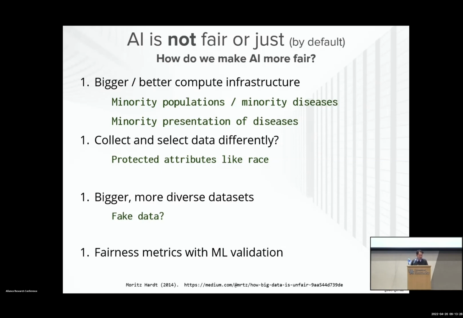So number one, we need bigger, better compute infrastructure, right, to be able to compete with all the big companies. We need to think about minority populations, minority diseases, and minority presentations of diseases. Number one again, collect and select data differently, right? So we probably need to start including some of the protected attributes like race so that we can test against them. We need bigger, more diverse data sets. There may be a role for synthetic or fake data to augment the data that we currently have. And finally, we need to come up with better fairness metrics that apply to medicine and medical machine learning.